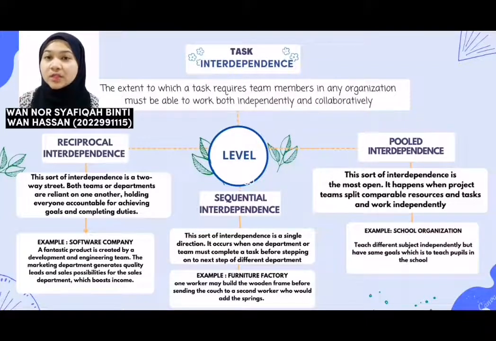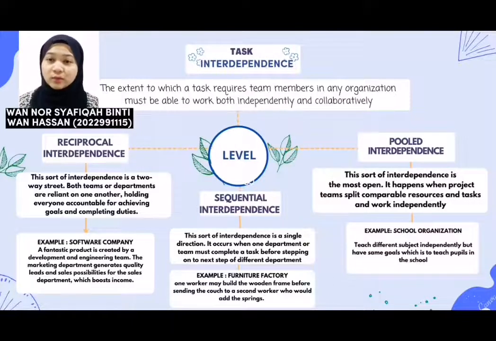Reciprocal and sequential dependency have one thing in common. They are both models in which one team relies on the performance or output of another to achieve its objective. Reciprocal interdependence is a two-way street. Both teams or departments are relying on one another, holding everyone accountable for achieving goals and completing duties. It's called a cyclical process.